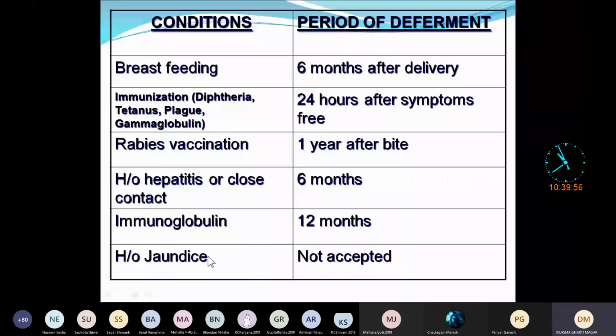This slide is clear? Did you understand this slide? Yes, ma'am. Okay.